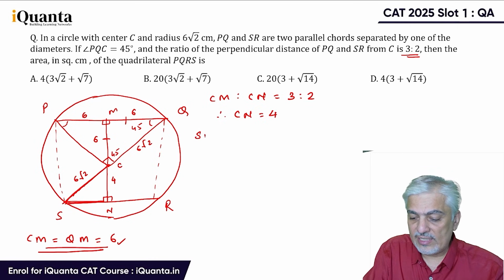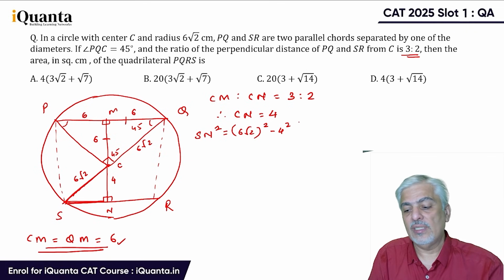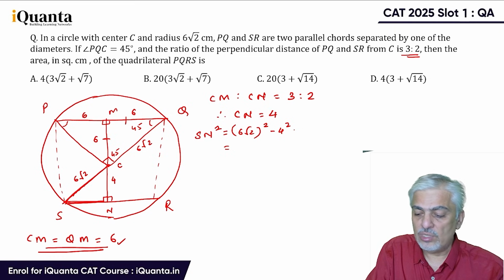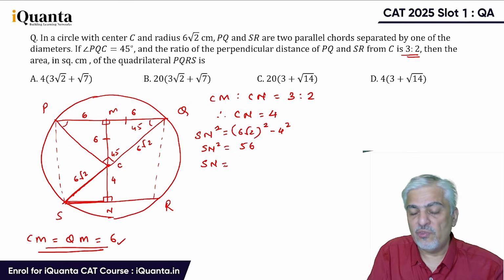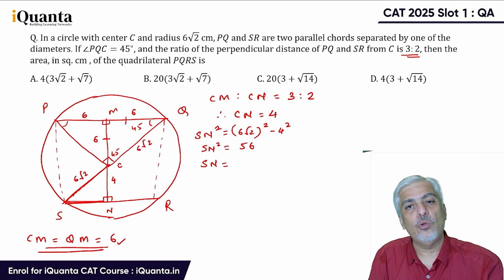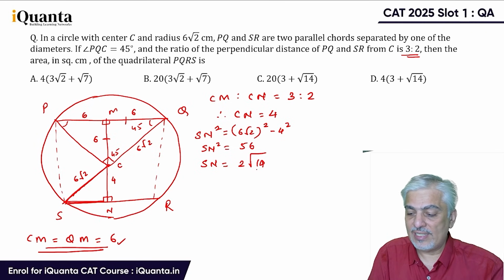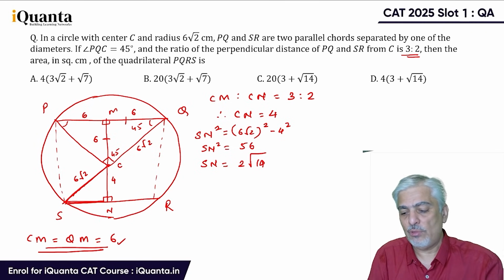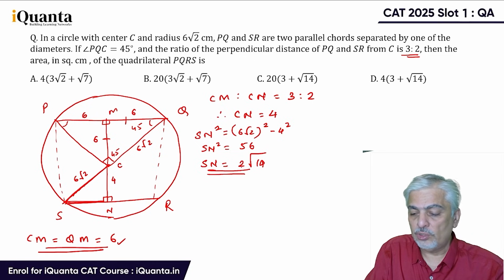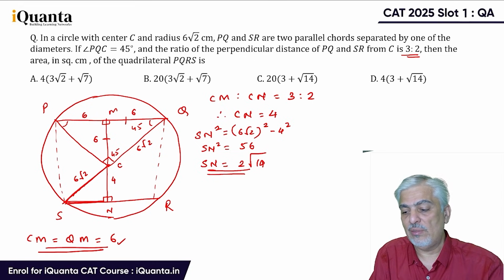So Sn square will be 6 root 2 square minus 4 square. 6 square is 36, root 2 square is 2, so 36 times 2 is 72. 72 minus 16 is 56. That is Sn square, so Sn will become root 56. 56 is 4 times 14, so that becomes 2 root 14. So I got Sn. At this step, I'm feeling good because there are two options with root 14, so most probably one of them will be the answer.